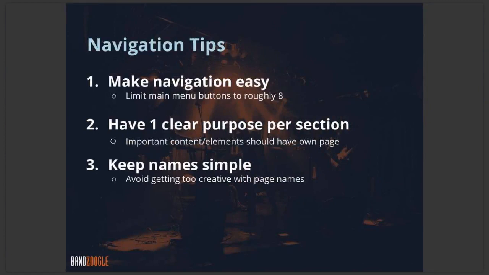Now, in terms of navigation, that's the main menu that you see at the top of your website, and you want to make the navigation really easy for people to get around. So we recommend limiting that to mainly 8 buttons or less. You also want to have 1 clear purpose per section, and then also keep the name simple in the menu. So keep it to 1 word, like blog or music or store. And then once they get onto that page, you can get a little bit more creative with topics or titles or announcements or something like that.